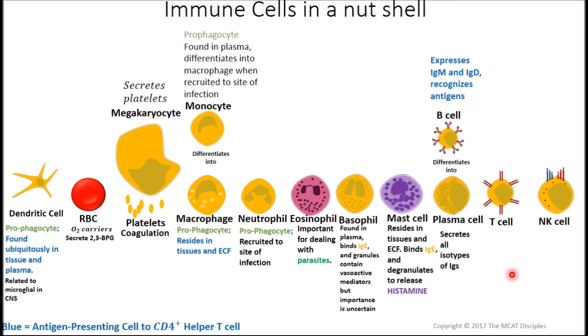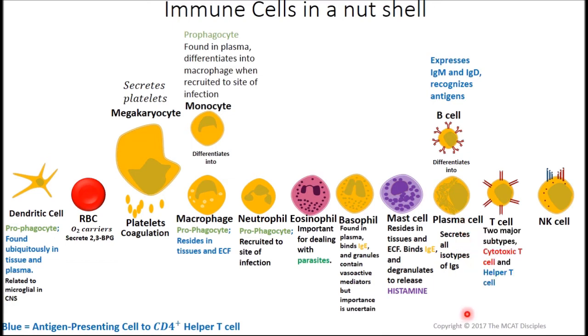That plasma cell differentiates from the B cell and secretes antibodies of any isotype. We haven't talked about isotypes. Isotypes are just different types of antibodies. But it'll release all the antibodies possible. Of course, those antibodies will be specific to that one antigen that was originally recognized. That's the plasma cell.